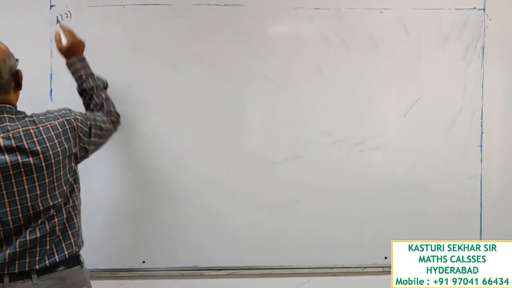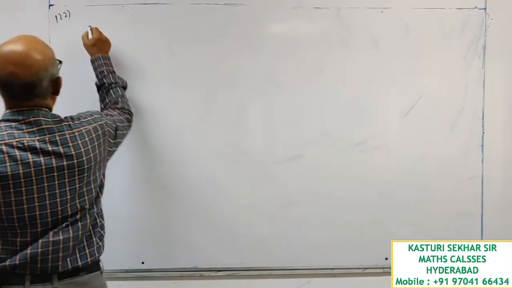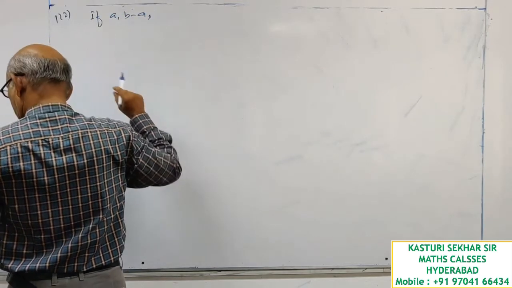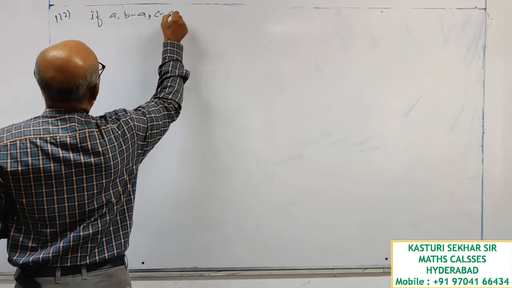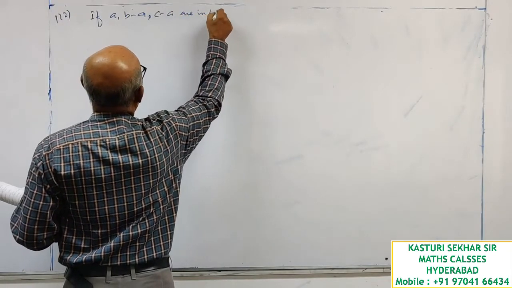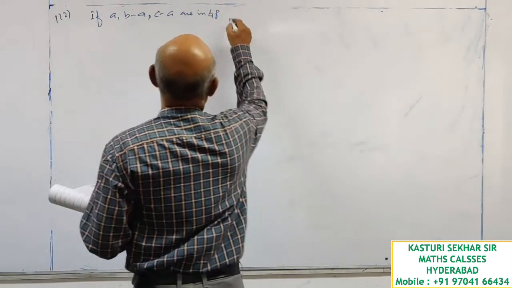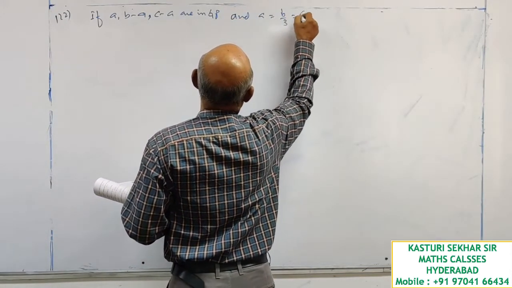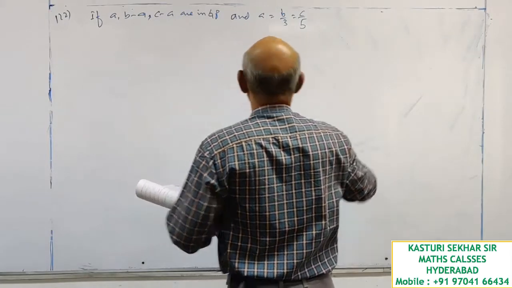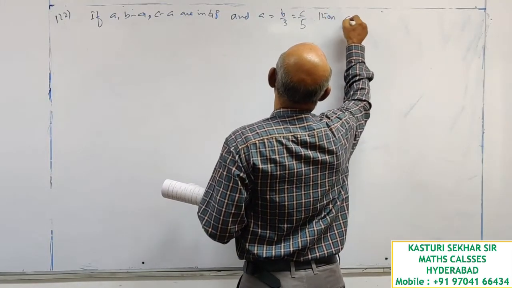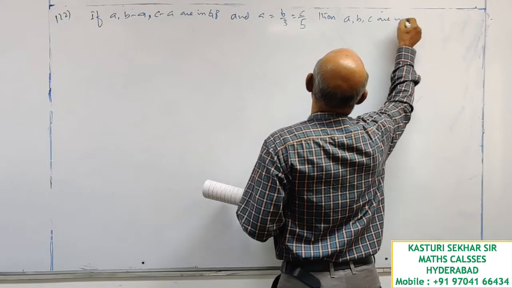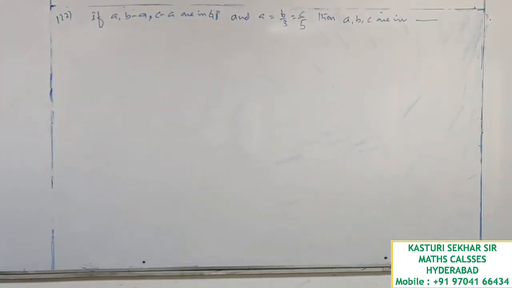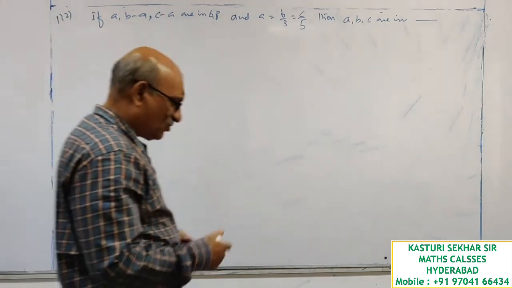Question number 122. If A, B minus A, C minus A are in geometric progression and A is equal to B by 3 is equal to C by 5, then A, B, C are in dash. This is my question, sir.